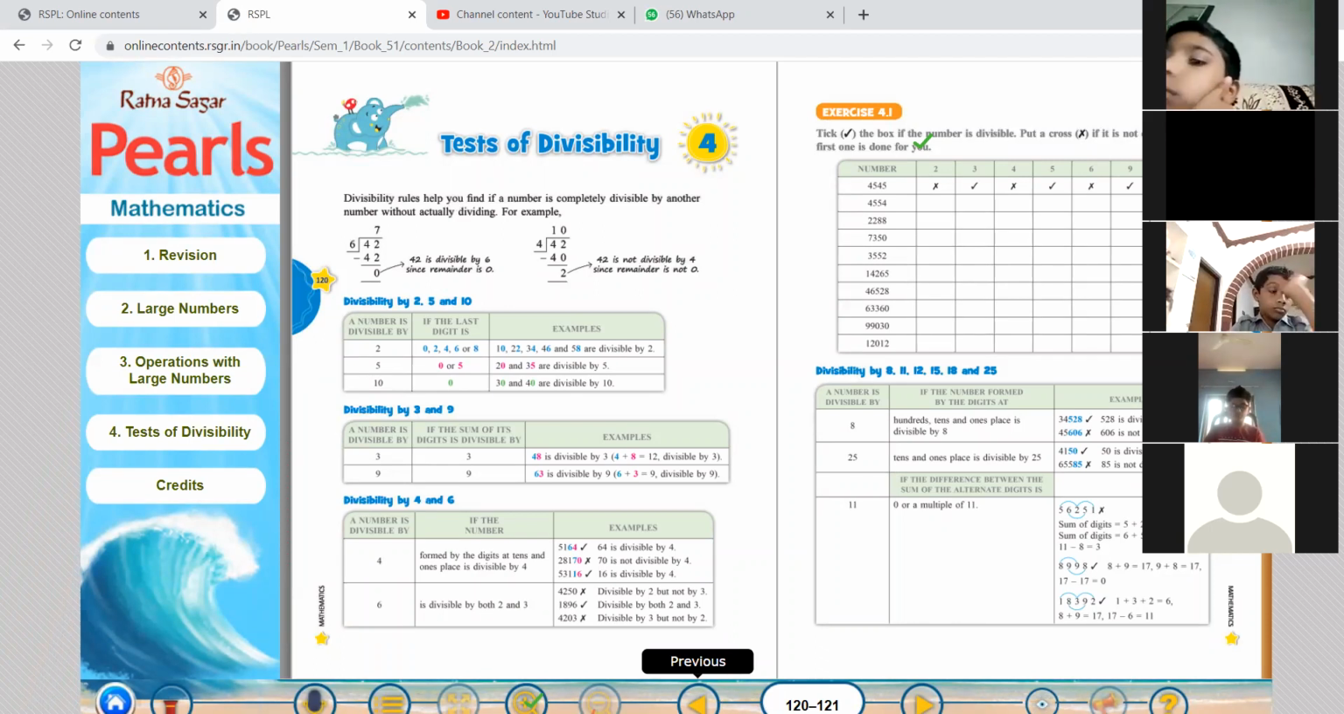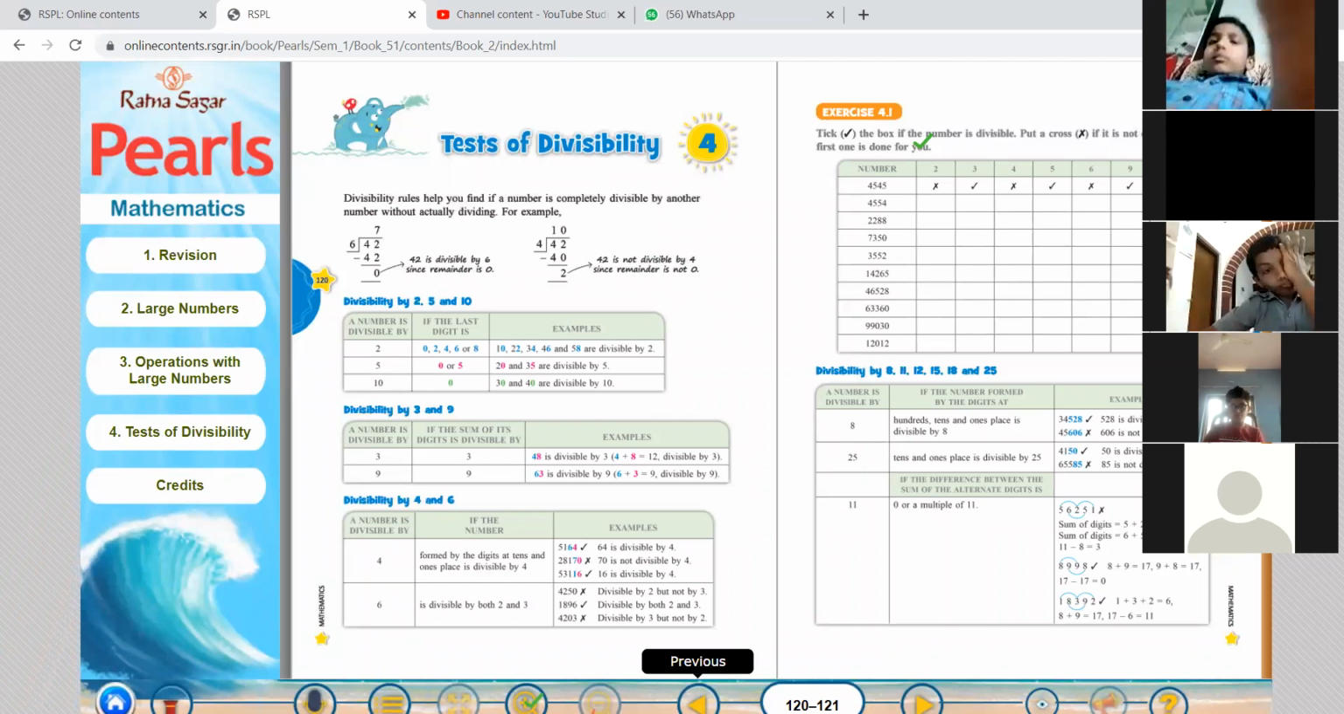And also a number is divisible by 25 if the number formed by the digits at tens place and ones place is divisible by 25. That is, if the last two digits are divisible by 25, then what can we say about the full number? We can say it is divisible by 25.